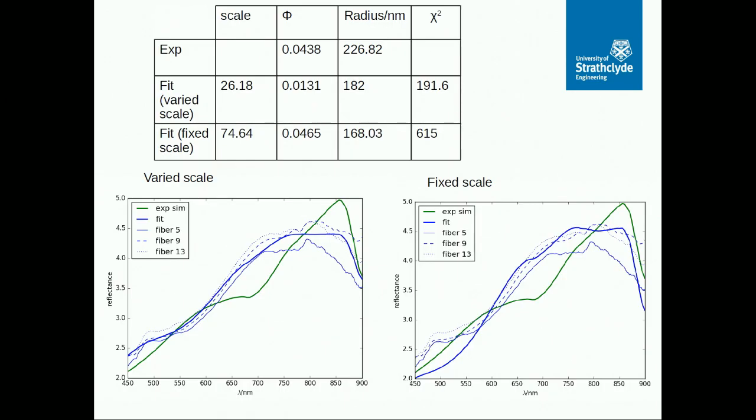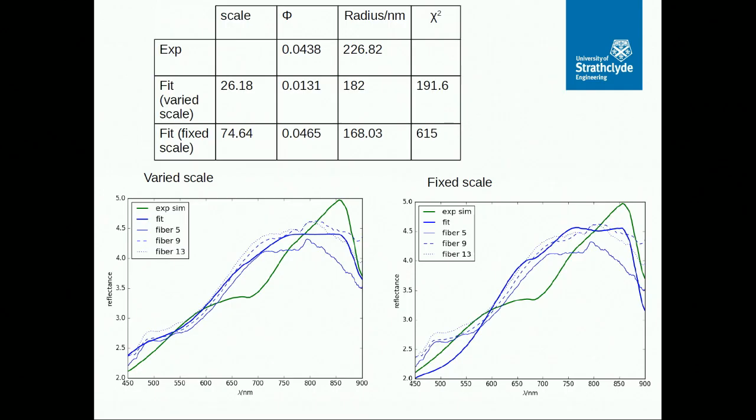But these dark blue lines are my fits. I did one where I varied the scale and one where I fixed it to the average scale that I found. We can see when I varied the scale, the trend overall for the full spectrum is much better. And when I fixed it, I lost this bit here, and this bit here is not so great either, but this middle bit is okay. And when we look at the numbers, we can see an interesting trend: when I vary the scale, the volume fraction I found for the particles is off by quite a bit, but when I fixed it, it's almost exact. However, when I vary the scale, I get a much better representation of the radius than I do when I fix it.